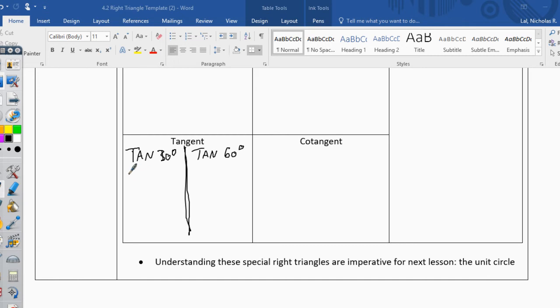So you go to the opposite over the adjacent. Side opposite 30 is 1/2.